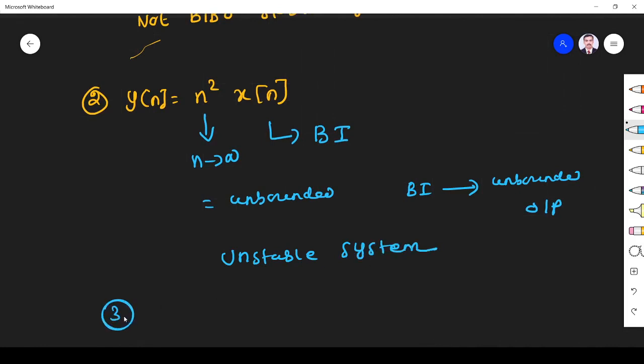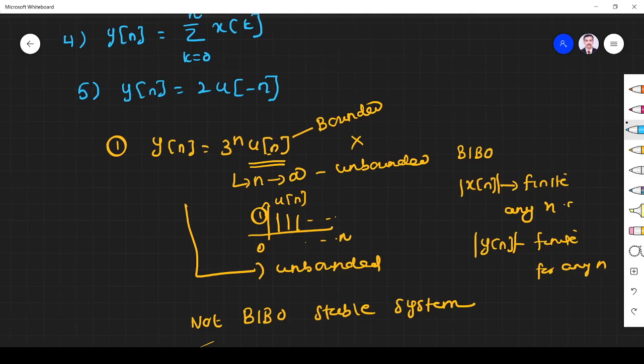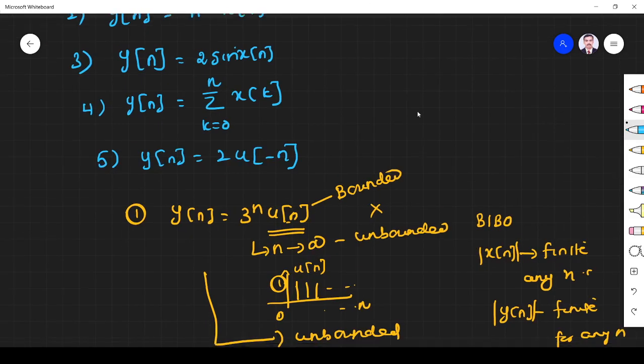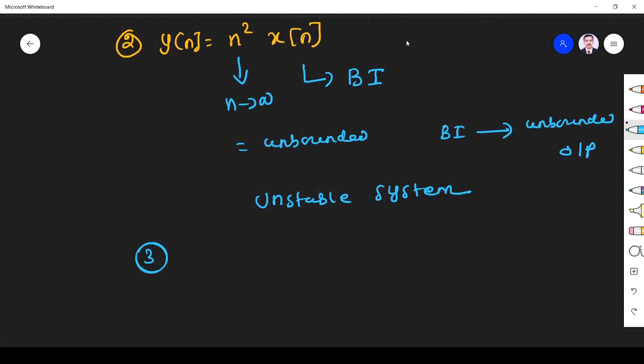Okay, let us go to the third problem. y of n is equal to 2 sin x of n. How can we check? The input must be bounded, so I give a bounded input, that means a finite value.